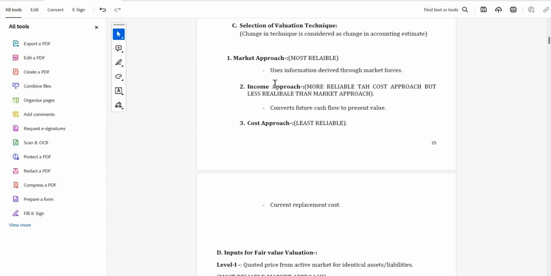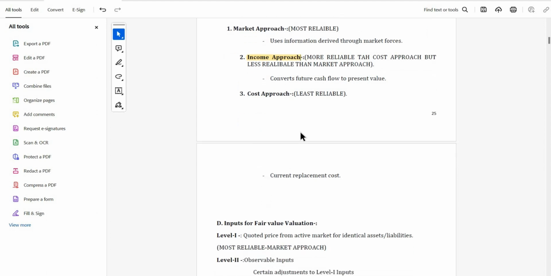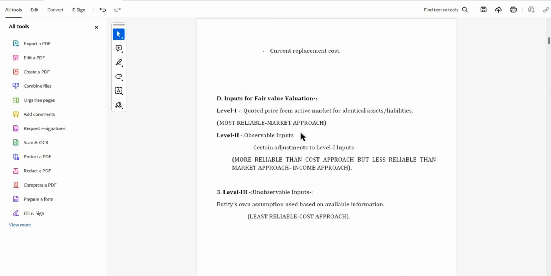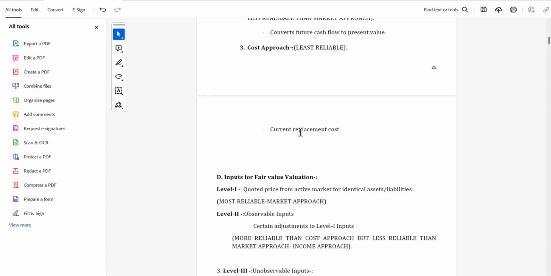Then we have the income approach. The income approach is more reliable than the cost approach, but it is less reliable than the market approach. So it is in between. That means it is less reliable than the market approach, but more reliable than the cost approach. And the cost approach is the least reliable. So if in a CPA question they ask which is the least reliable approach of measuring an asset, we will say that it's the cost approach.